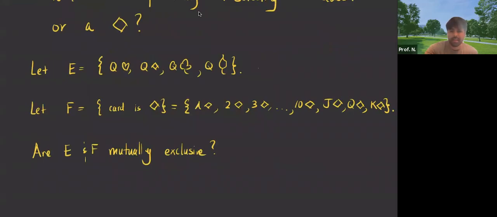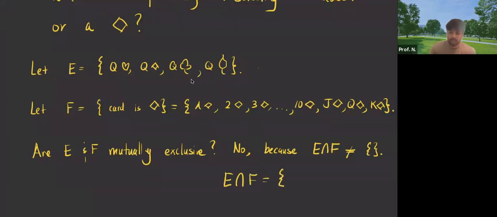And the answer is no. No, because why? The intersection of E and F is not the null set, or I should say the empty set. It's not that. What is it? The intersection of E and F is what? What's in both of them? It's in both, right? So the queen of diamond is in both sets.